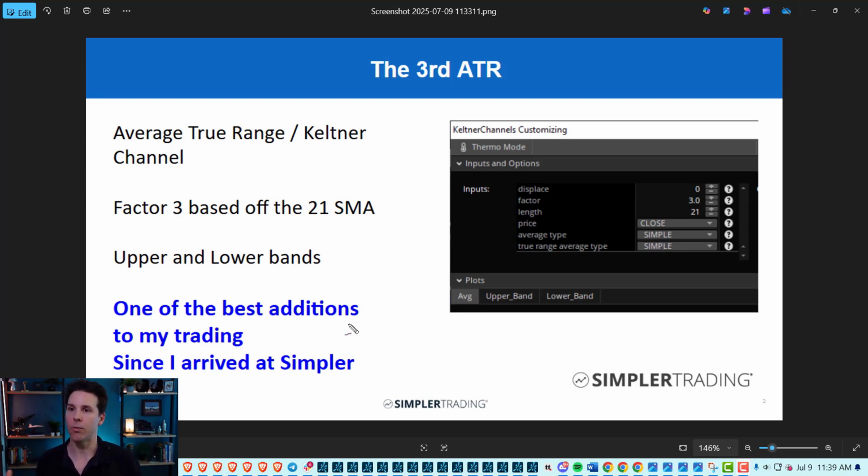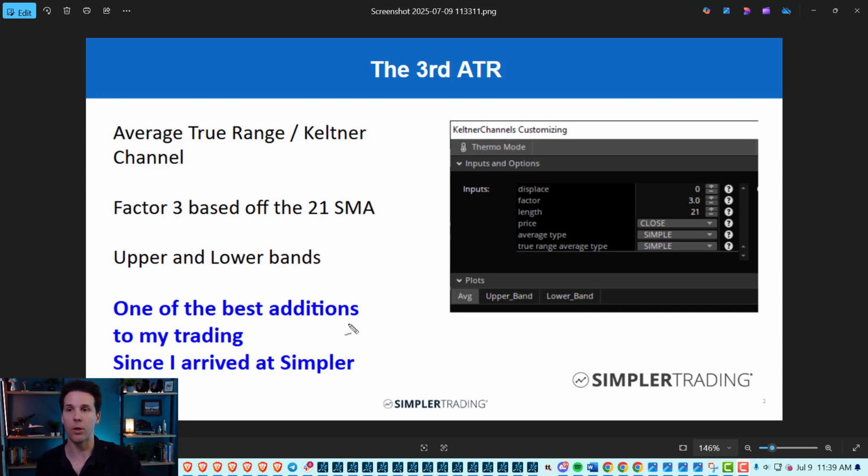And when I started really watching John Carter, when I got to Simpler, I was like, oh, he was talking about these ATRs, second ATR, third ATR. And then I put that on my charts and I started to study it and look at it. And I was like, wow, that's actually really amazing.